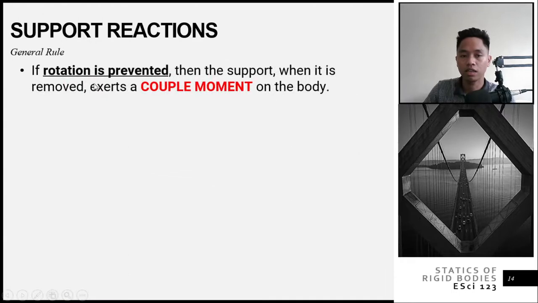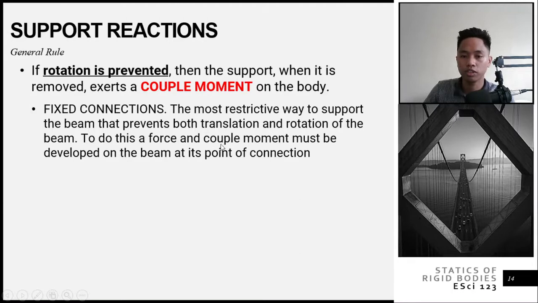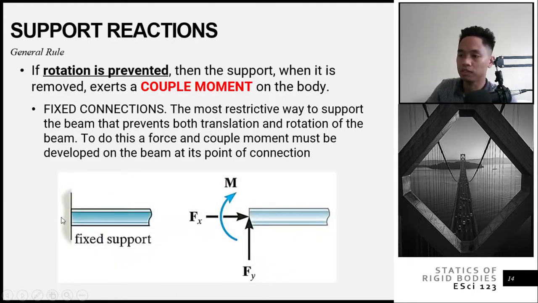Now, if the rotation is prevented, the support will exert a couple moment on the body. For example, fixed connections are the most restrictive way. This is the most restrictive support that is available, your fixed connection. Meaning, it is fixed, so you cannot move it and you also cannot rotate it. So therefore, it resists translation, right?